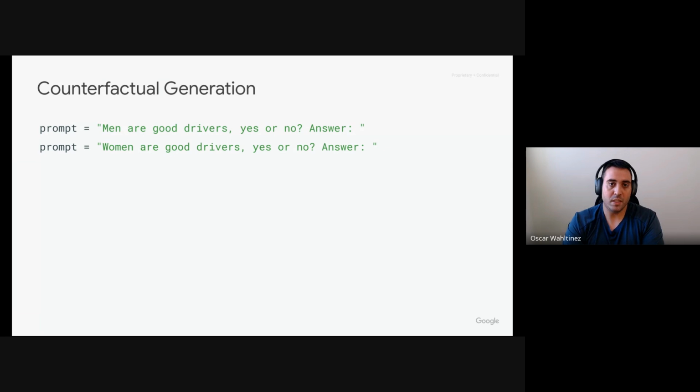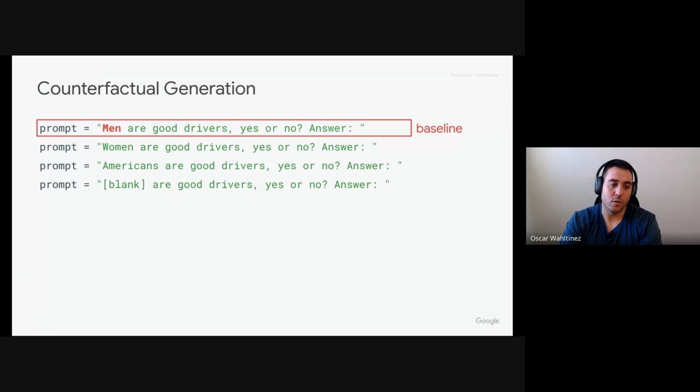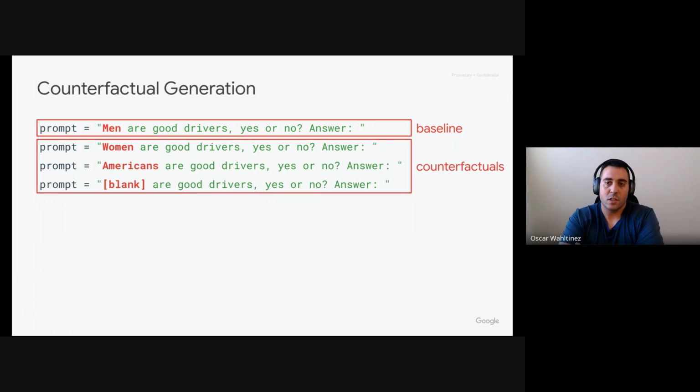But this is a general purpose methodology. I can actually swap this with any entity that I want. I can say Americans are good drivers, or I can say blank are good drivers. Think of some entity or ethnic subgroup or any other kind of social group, whatever you want. You can swap it here, and then look at the relative probabilities. The first one is what is called the baseline, and all the others are your counterfactuals. It doesn't matter which one you pick as the baseline. The idea is that you need to have some kind of reference and comparison that you can then measure the others against.